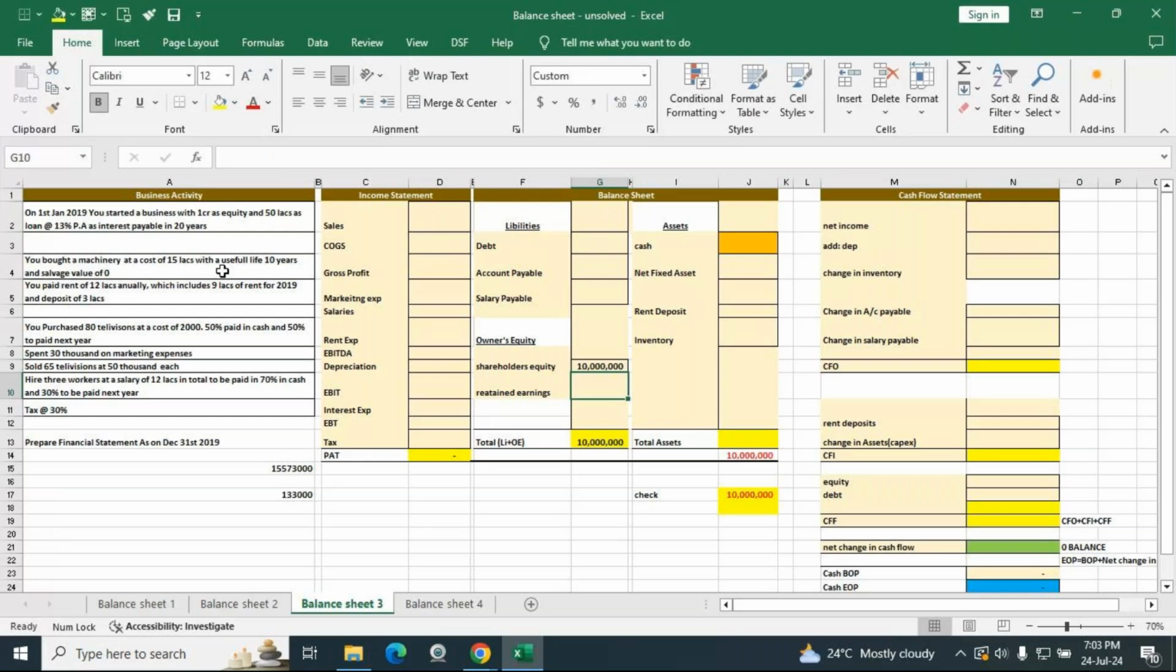Ma'am, not 1 lakh, 1 crore rupees. 1 crore. So it is correct only, right? Yeah, 7 zeros are there. Fine. So 1 crore rupees I'm investing. Next, they are telling that I'm going to take a 50 lakh rupee loan. So here the debt is 50 lakh.